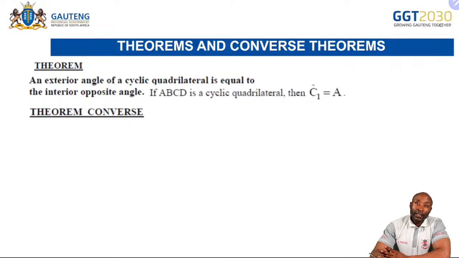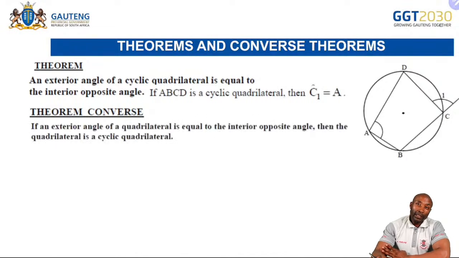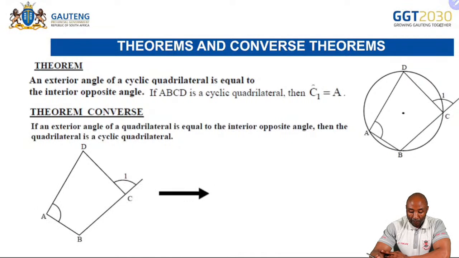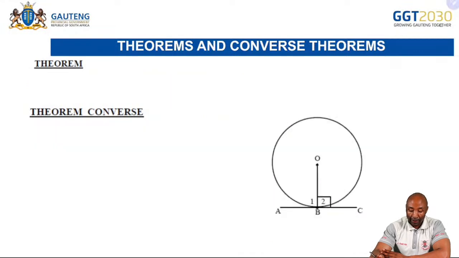The exterior angle of a cyclic quad is equal to the opposite interior angle. So if I have C1, it will be equal to angle A because this is a cyclic quad. We must know also the conditions of how a shape can be a cyclic quad. Now, if you are able to prove that C1 is equal to angle A, then we are able to conclude that ABCD is a cyclic quad using the exterior angle of a cyclic quad is equal to the opposite interior angle.